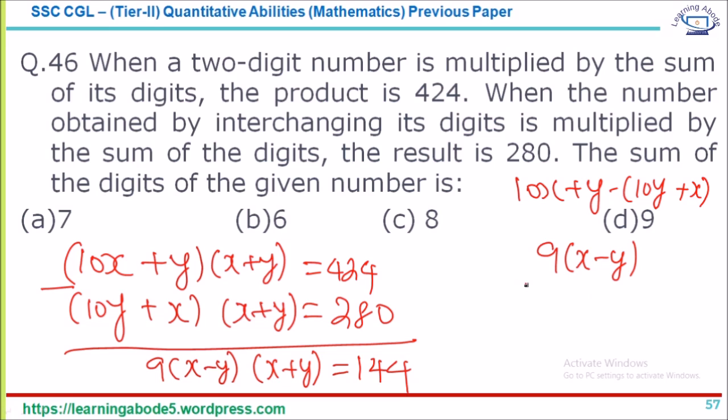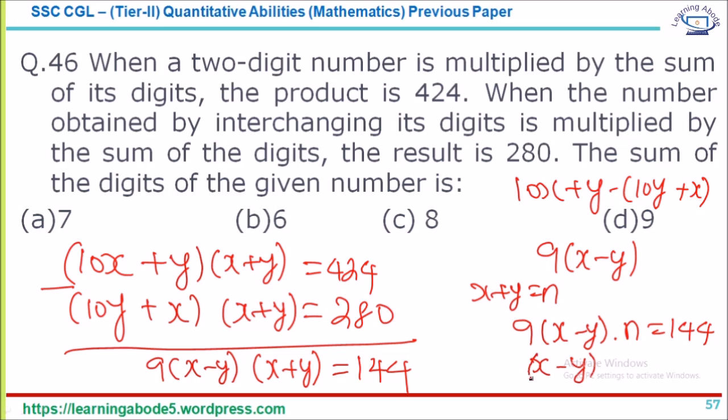And here you are multiplying it by the sum of the digits. Let's take that sum of the digits to be n for a moment. So 9 into x minus y into n is equal to 144. So the difference between the digits into the sum of the digits is equal to 16.